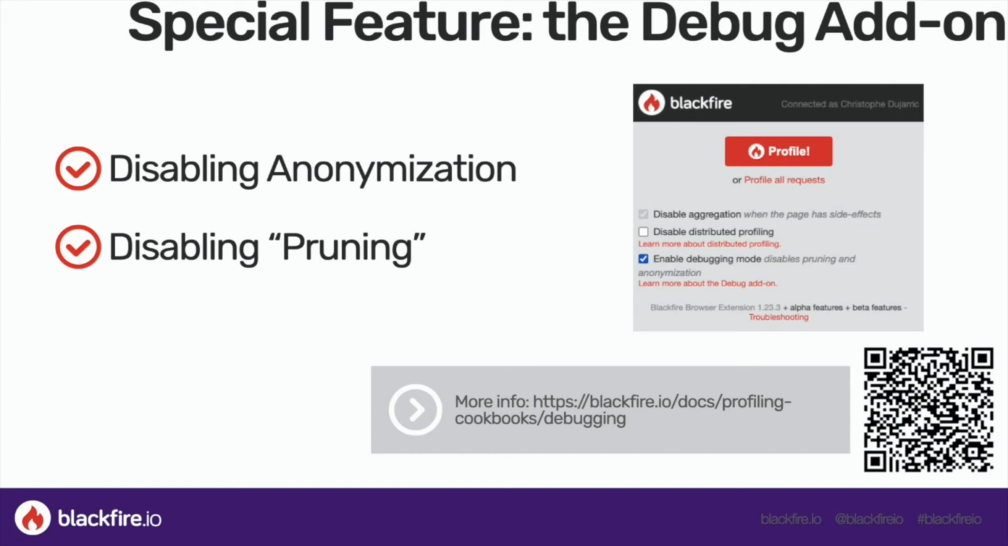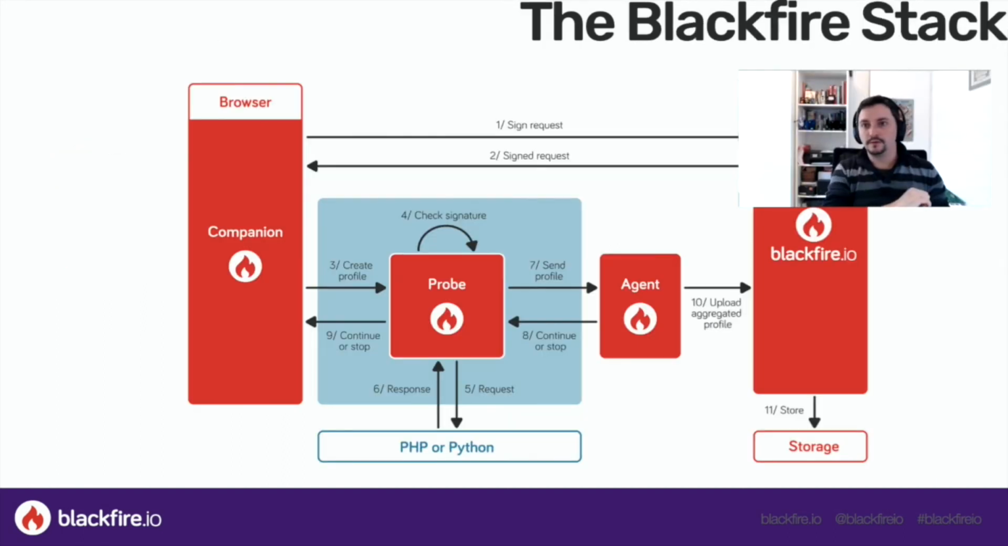So this is why we developed a special feature. We call it the Debug add-on that enables you to disable the anonymization. It is really done ad hoc, just for given requests where you say, okay, for this one time, I want to disable the anonymization, which of course avoids unfortunately, inadvertently having some end user data sent to our servers. At the same time, this feature also disables the pruning. So let me go back to this slide here.